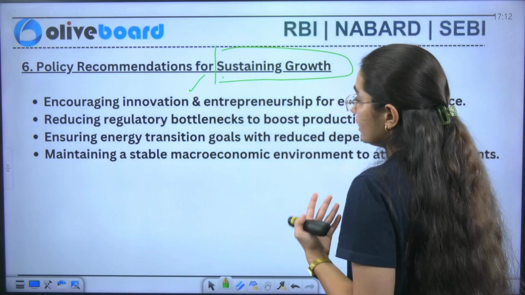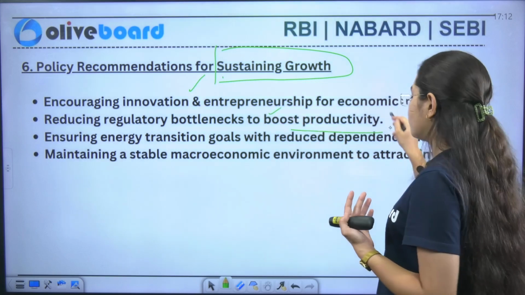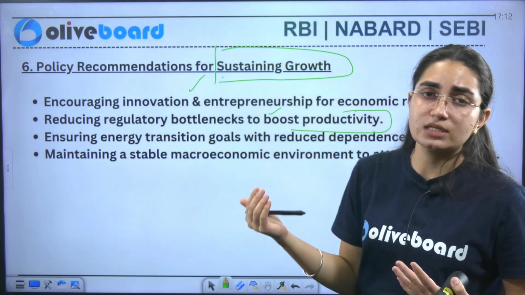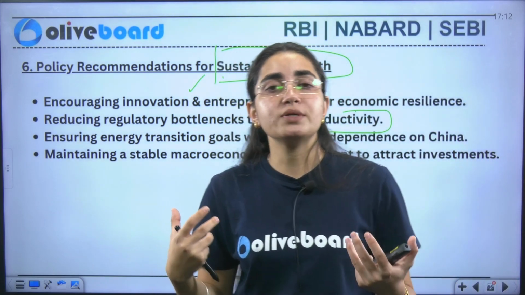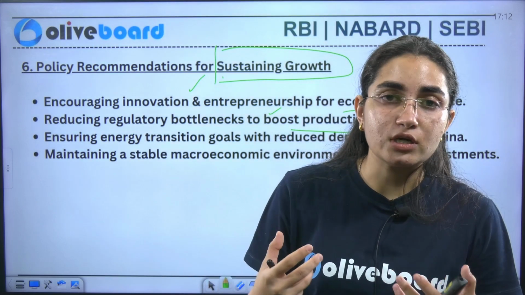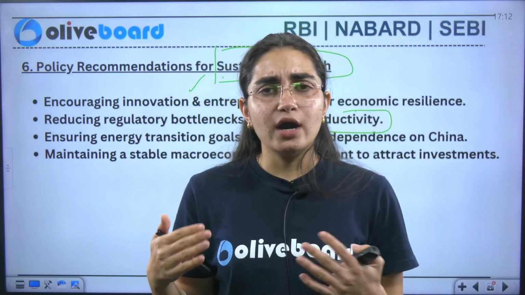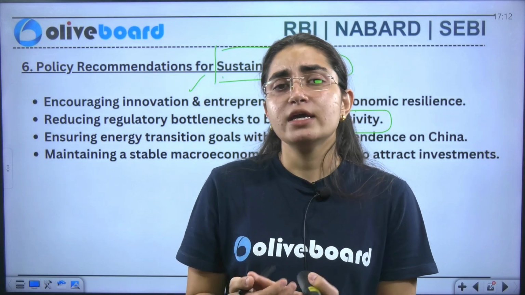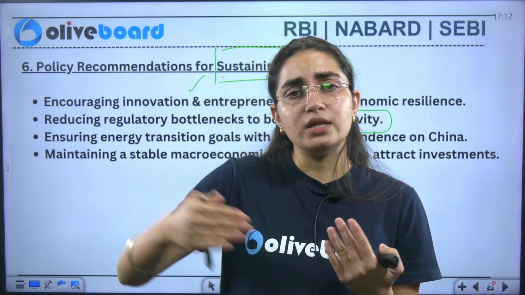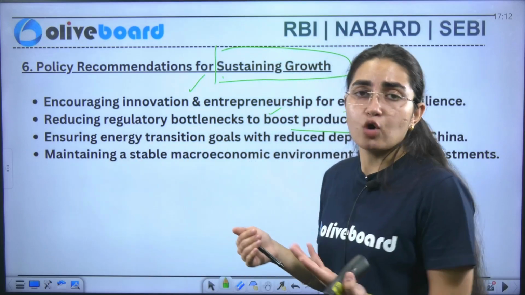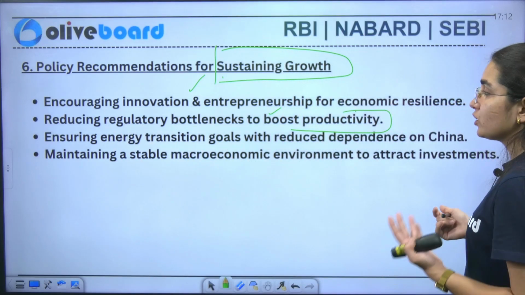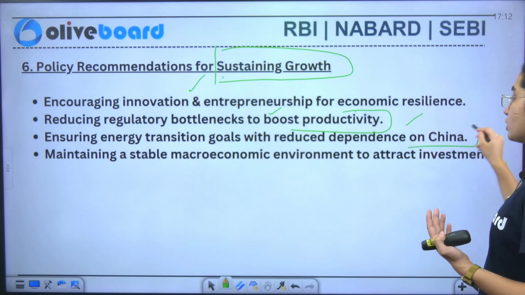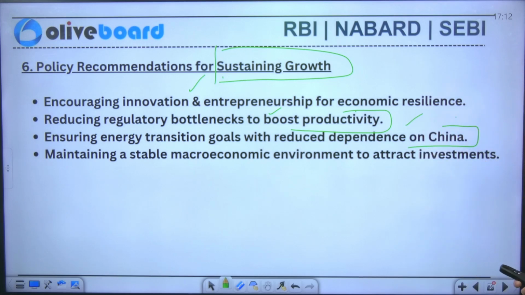Similarly, you have reducing regulatory bottlenecks to improve productivity. Again, they are using this word, that regulations should move towards deregulation. You should not put a lot of interference in the working of private players. They also get hesitated, they also get fed up out of it, and no one knows they will take a step back, and your economy will suffer here. Similarly, ensuring your energy transition goals with reduced dependence on China, maintaining a stable macroeconomic environment to attract investments here.